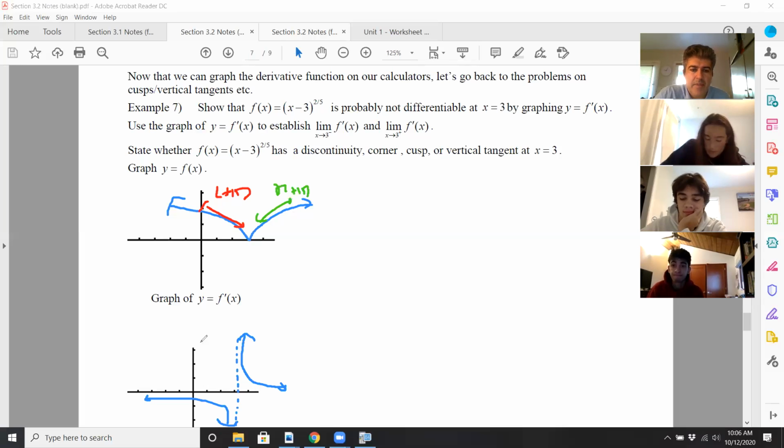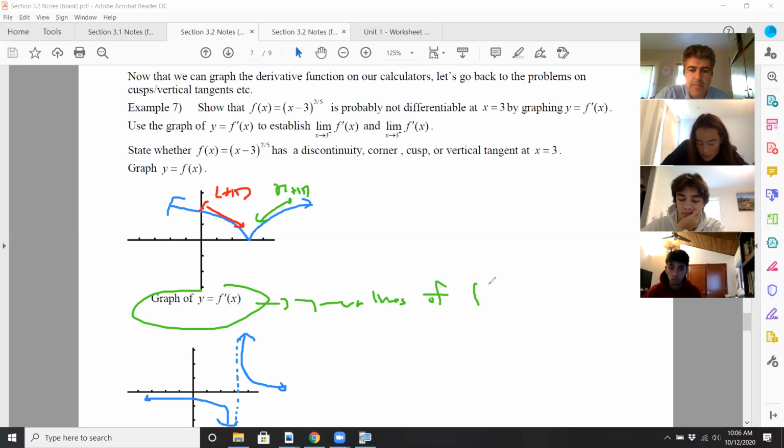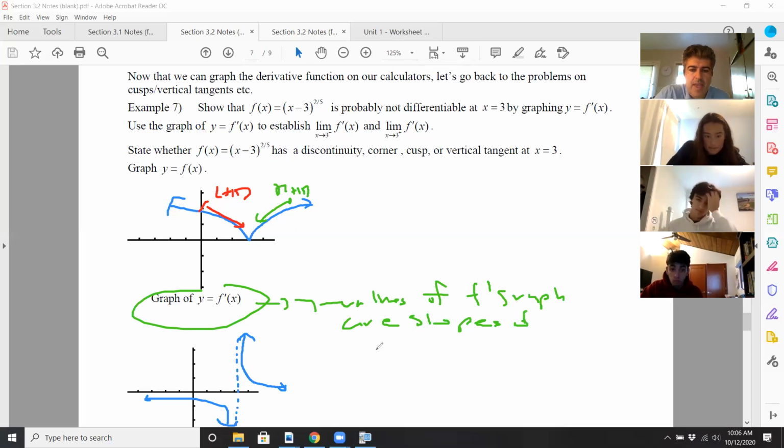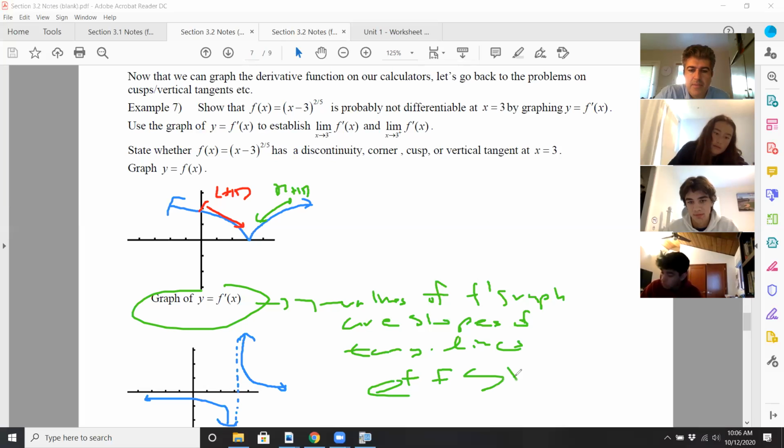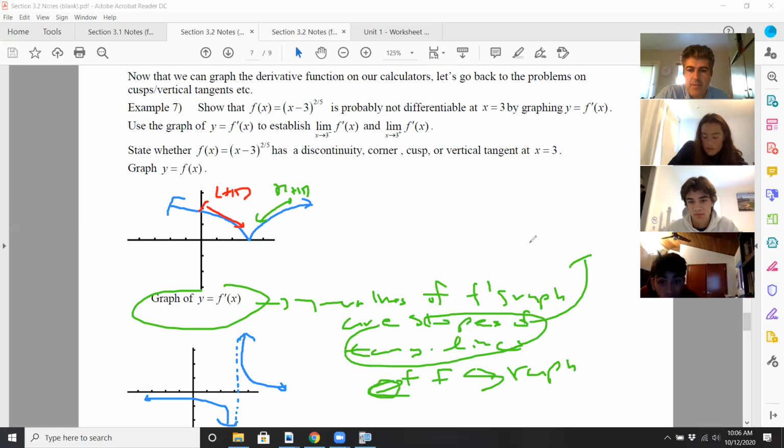We see that, and then remember, when you have the graph of the derivative, the y values of f prime graph are the slopes of tangent lines of f graph. Sorry for the messy handwriting. The slopes of tangent lines of f graph. And the slopes of the tangent lines are derivatives, right? This is what we've been talking about the whole time.